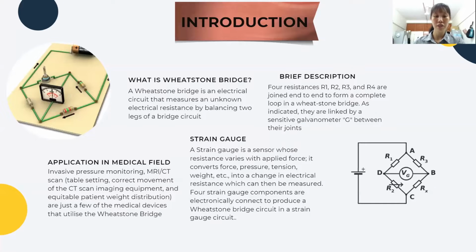A Wheatstone bridge is an electrical circuit that measures an unknown electrical resistance by balancing two legs of a bridge circuit. It is formed by four resistors, R1, R2, R3, and R4 joining end to end to form a complete loop in a Wheatstone bridge.